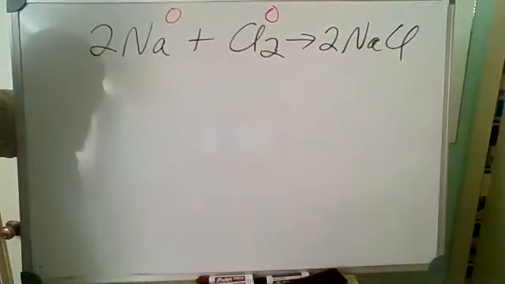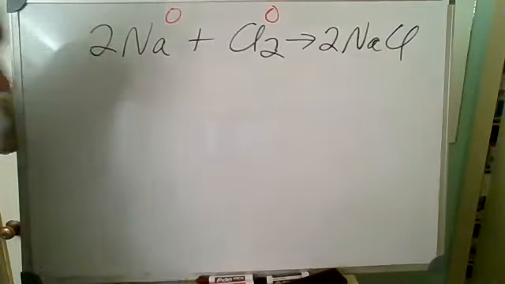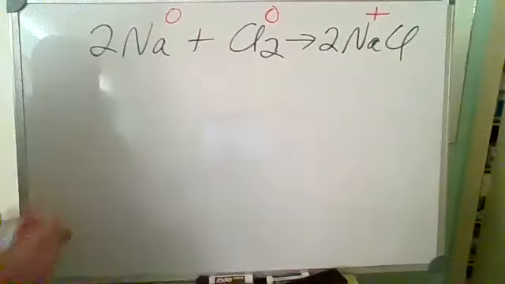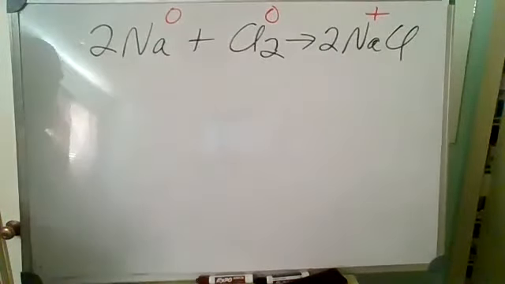So what's the charge on sodium cation? +1. You should have a periodic table there in front of you. What's the charge on chloride anion? -1.